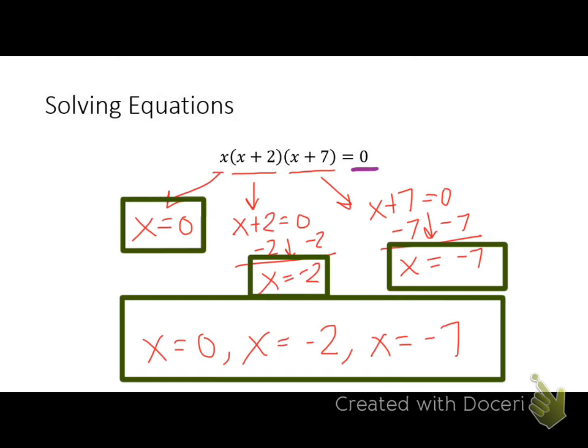As a reminder, your book tends to write them in set notation. So instead of writing those 3 out that way, it would say my answer is bracket negative 7, negative 2, 0, because it's going to put them in numerical order. Negative 7 is the smallest. That's another way to write out my answer as a set of 3 answers.